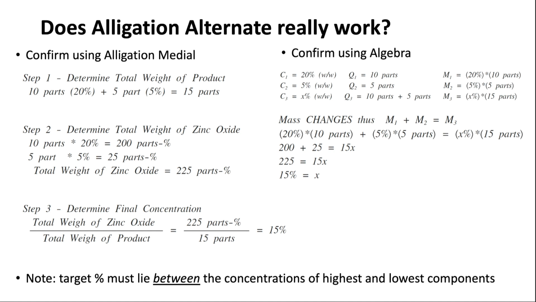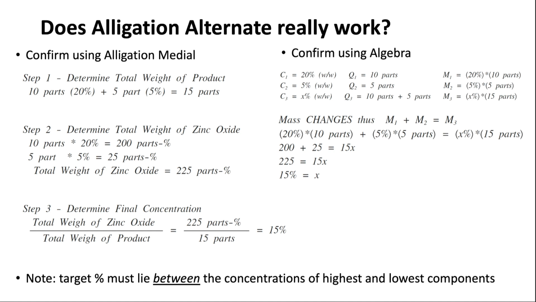So now if we go back and say that, what we've got here in terms of mass is if I take my mass 1 plus my mass 2, mix those together, I get my final mass 3. So let's just set those up as 20% times 10 parts plus the 5% times the 5 parts will equal our X percent times the 15 parts. Okay, let's double check that our units are all the same. So I have percent all the way across, and I have the units of parts all the way across. So let's drop those units now and just solve for x.